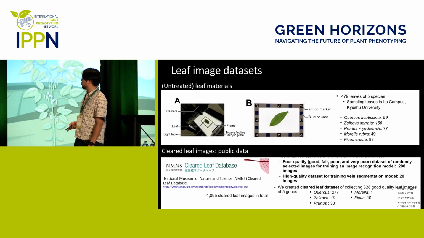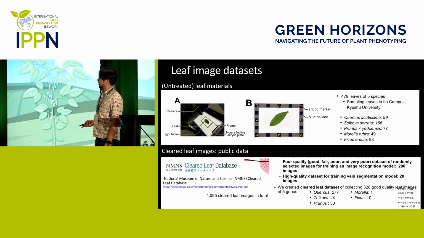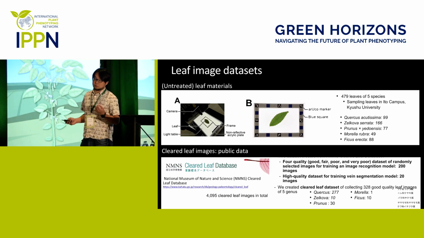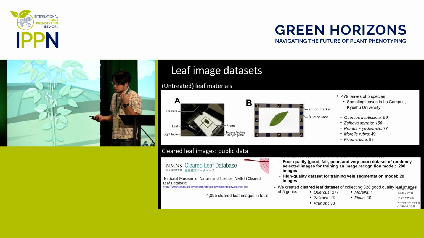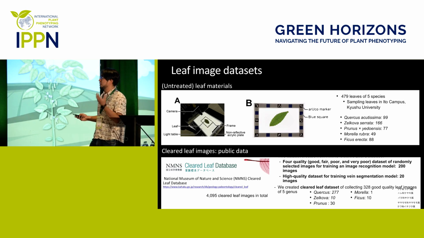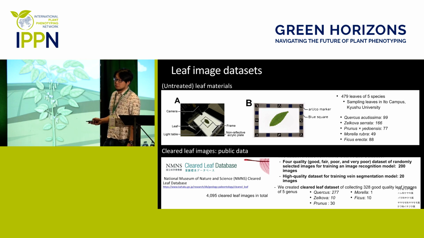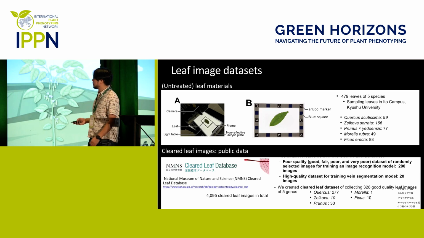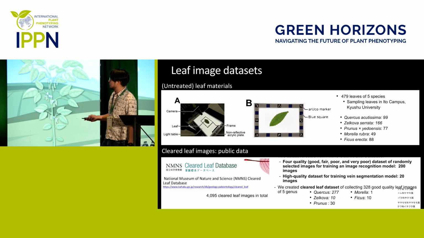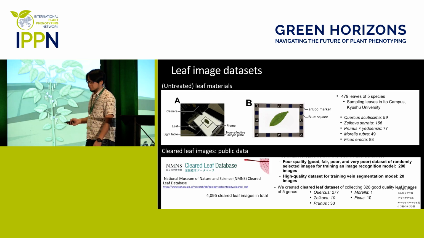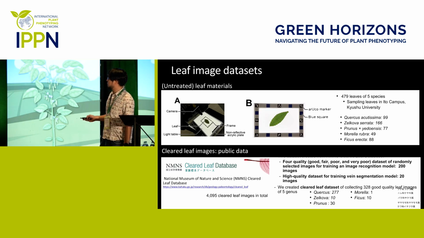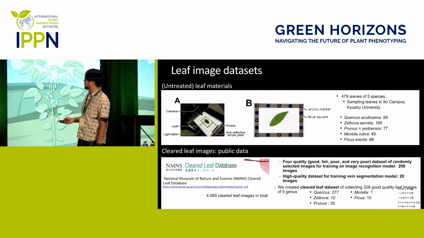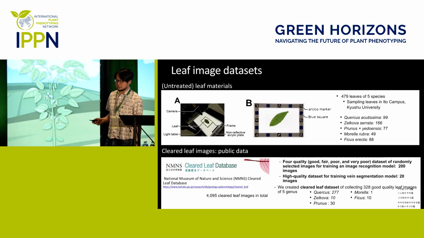One, the full quality image data set. It is used for training the leaf image quality recognition model. Then we also make a high quality data set, which is used for training the segmentation model. And finally, we also make a cleared leaf data set, which consists of about 300 good quality leaf images of the 5 genera corresponding to these 5 species.